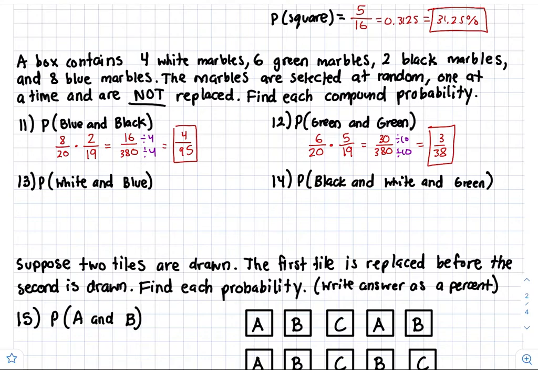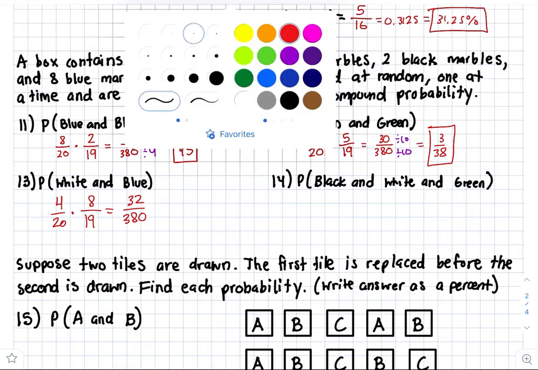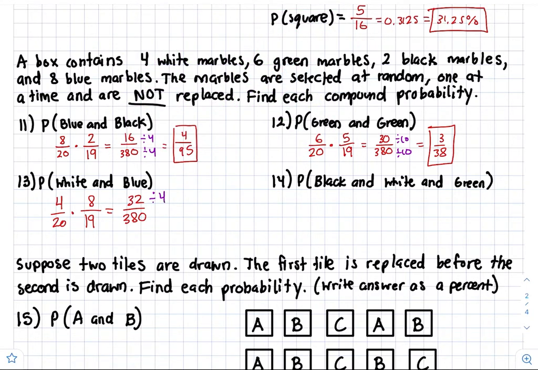Probability of getting a white one first, you guys, is 4 out of 20 times a blue one, you guys, which is 8 out of, there's 1 less, you guys, because you took out 1 white already. 4 times 8, you guys, is 32 over 380. And then you guys can divide top and bottom by 4. And that will give you guys 8 over 95. Probability of getting a white one and then a blue one.